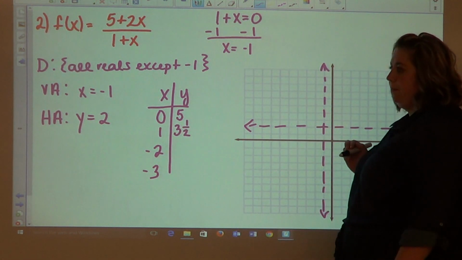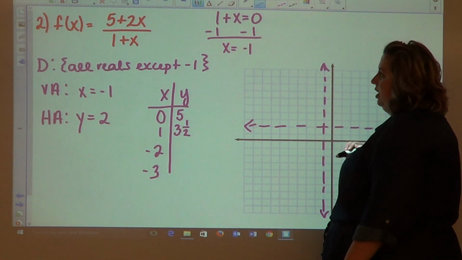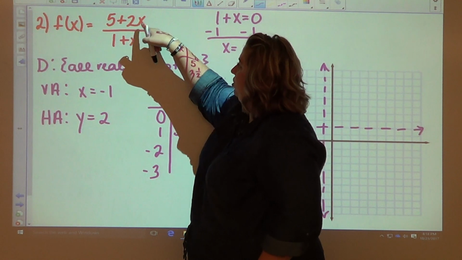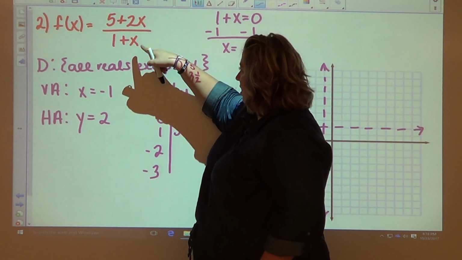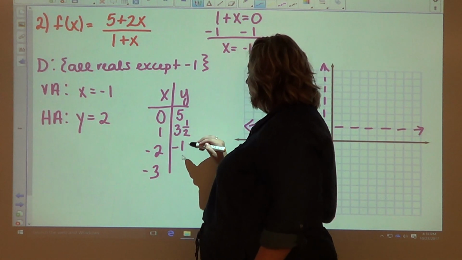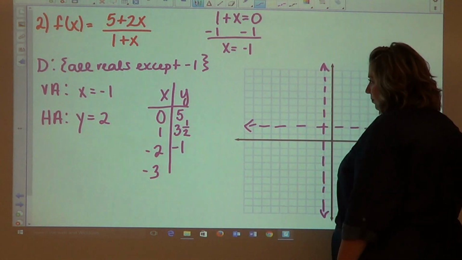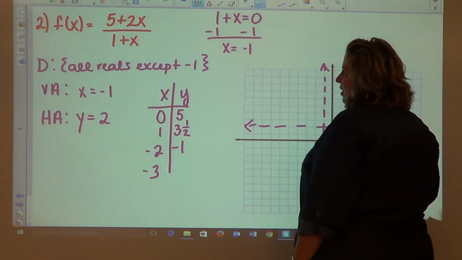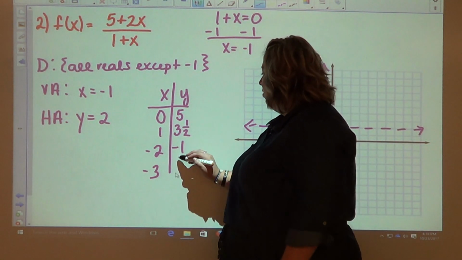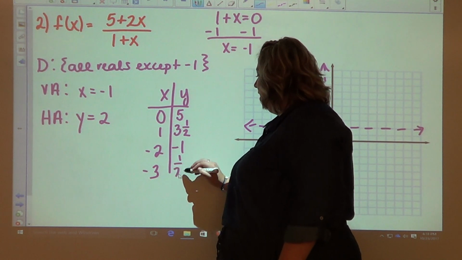Okay, if I plug in -2, that'd be -4, so it'd be 1 on top, and that would be -1 on bottom, so 1 divided by -1 is -1. And if I have -3, I would have -1 on top, and I would have -2 on bottom, which would be +1/2.